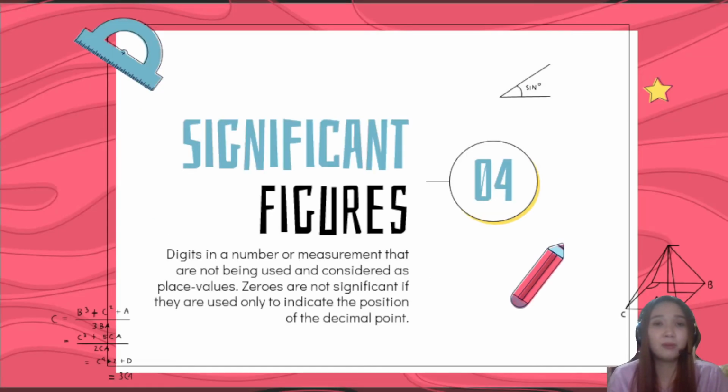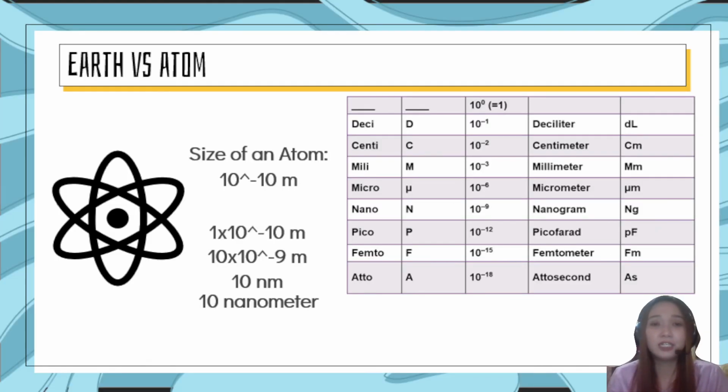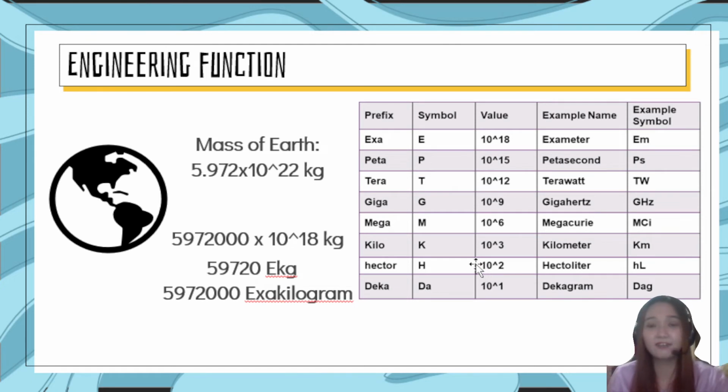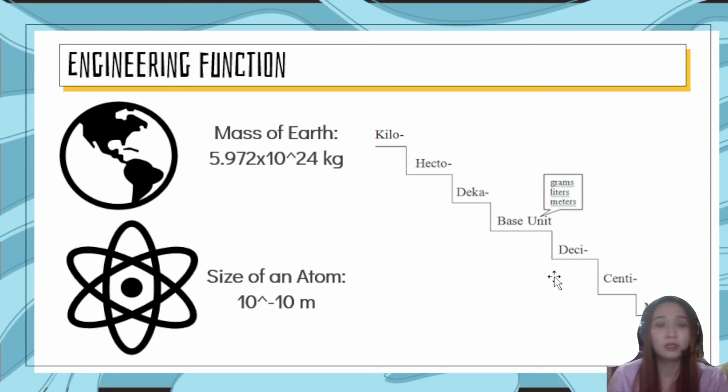So, how about the engineering function of that scientific notation? So, we have discussed where we have found that the scientific notation for the mass of Earth is equals to 5.972 times 10 raised to 24. Okay? So, madali nating mako-convert yon from our previous given using the quantity ladder.